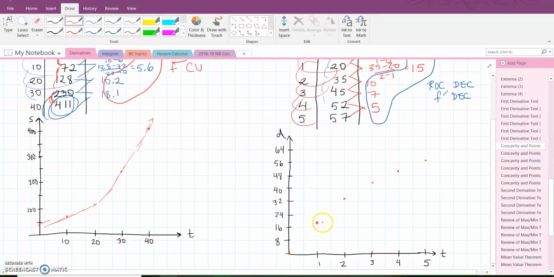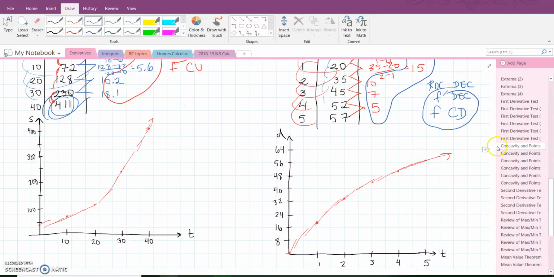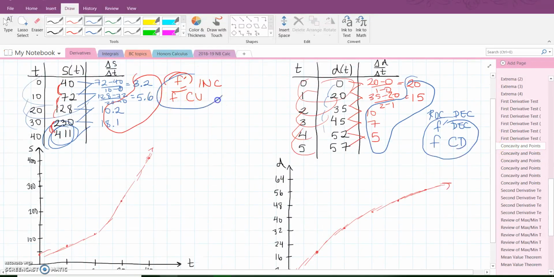The curving isn't quite so obvious, but if you were to connect, you can see a big jump in y values and then a smaller and smaller jump in y values. Our graph is concave down, so f is concave down. So if the derivative, the rate of change, is decreasing, the function's concave down. And again, if the derivative was increasing, the function's concave up.